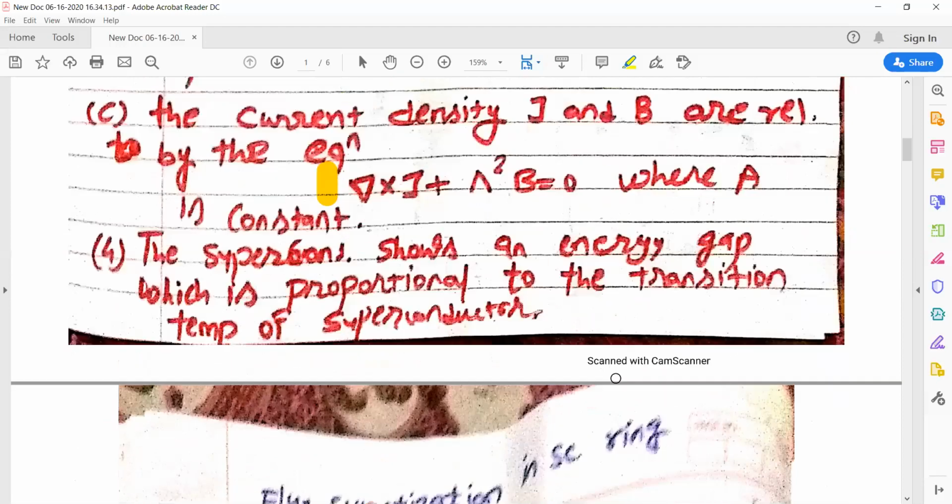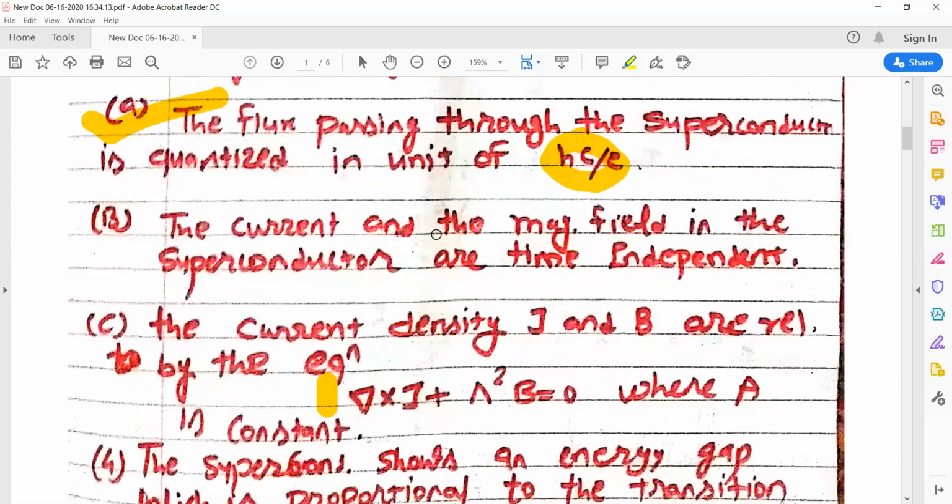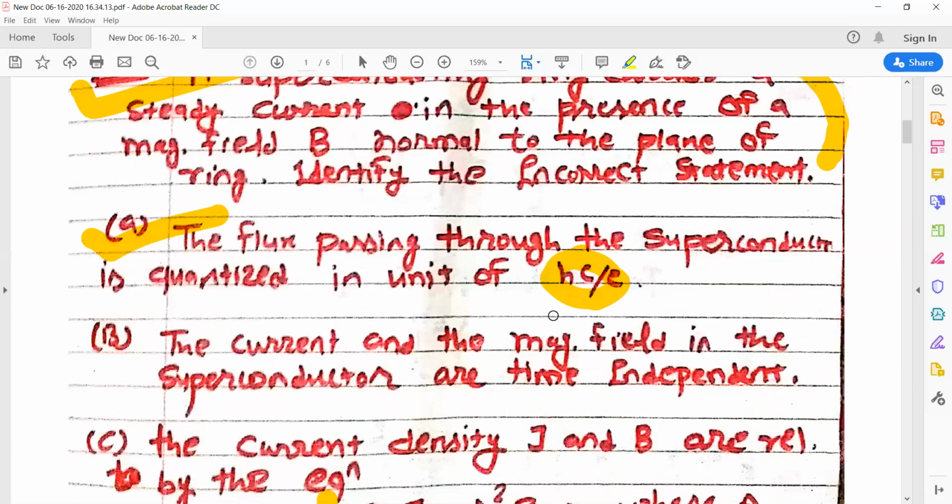Next thing is that the current and magnetic field in the superconductor are time dependent. So this particular statement is right.